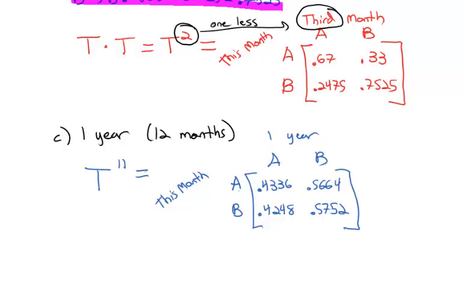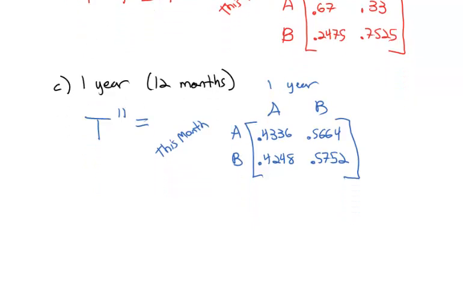So that's what this matrix tells us, is the probability of where a customer will be after so many months. And what you might notice is these numbers between A and B are getting close to each other. Notice 0.43 and 0.42 are really close to each other. 0.56 and 0.57 are really close to each other. And that's not an accident. Actually, over time, they are going to reach what is called equilibrium.